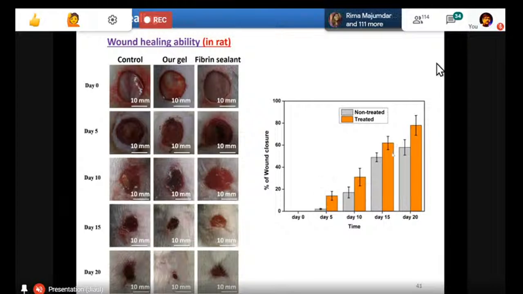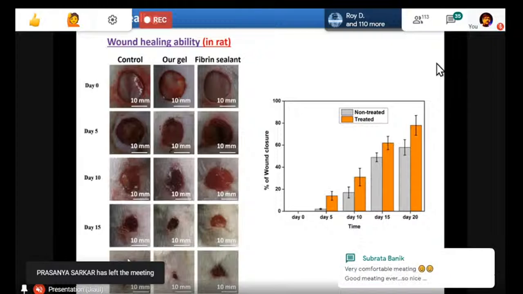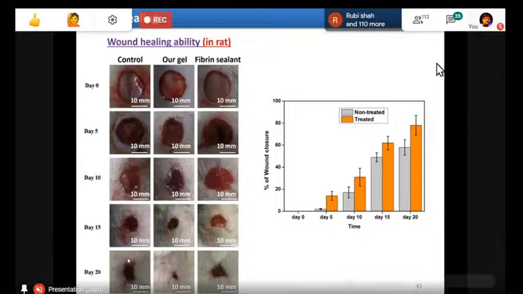And this was the quantitative measure of how much wound is being closed at different time points. As is obvious, over 80% of the wound was closed just within 20 days, as compared to just around 50 to 60% in the case of control. So it basically promotes wound healing and increases the rate of the healing process itself.